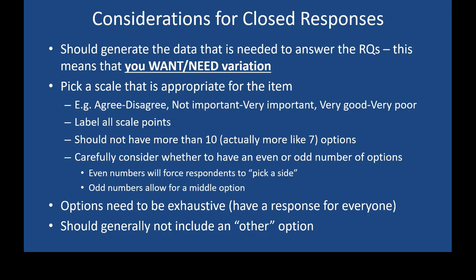Odd numbers allow for a middle option, which lets you have a lot more fence sitters, we call them, people who don't want to make a decision of which side they fall on. Sometimes you want that. You want people to indicate that they're really indifferent, but other times you want variation. If you have a middle point, things are going to be kind of bunched up in the middle of that scale.